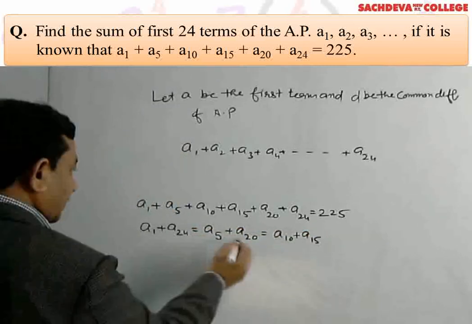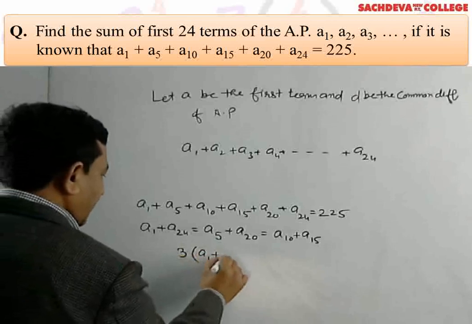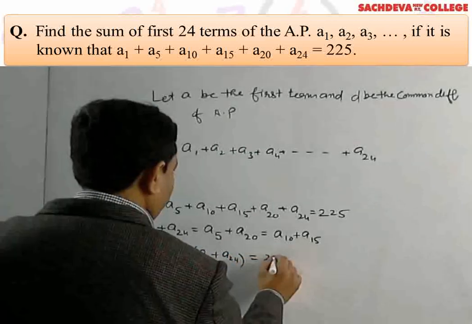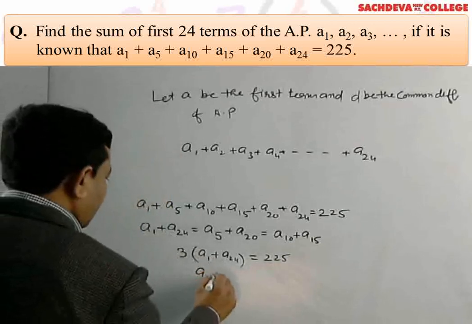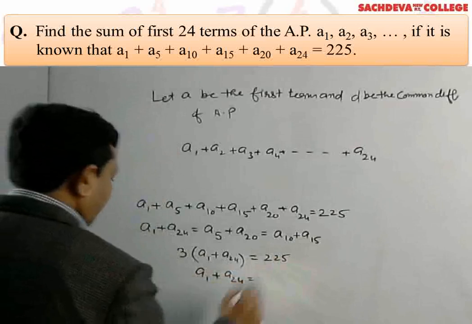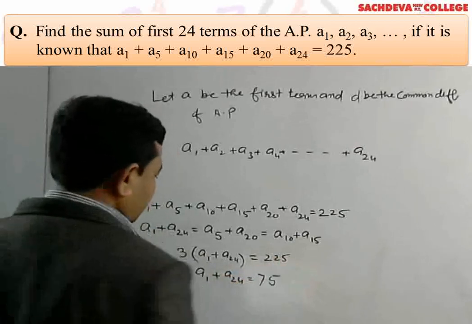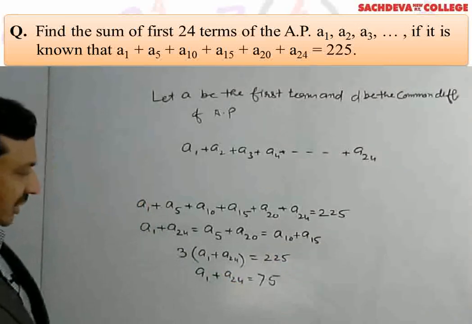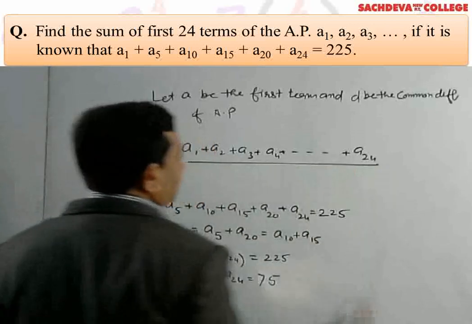It means this will be equal to 3 times A1 plus A24, or is equal to 225. So A1 plus A24 will be equal to 75. It means a value of A1 plus A24 is 75 here. But we want to find here sum of the 24 terms.